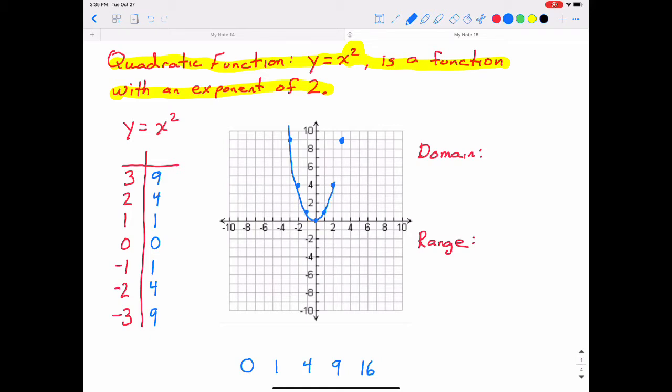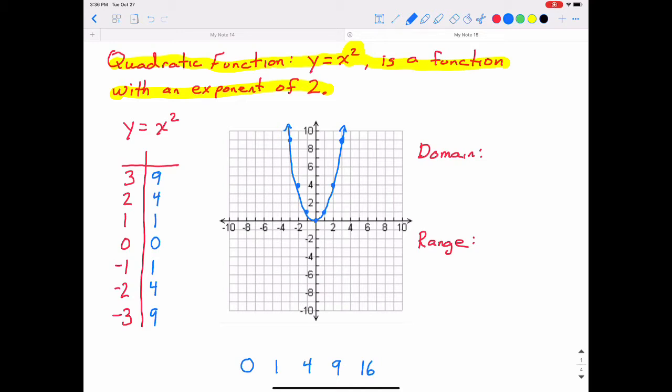It's not a sharp corner in the bottom like the absolute value function, that was the V shape. It should be a rounded bottom. And the reason it's a rounded bottom is because of what is going on with all those tiny fractions and decimals between negative 1 and positive 1.